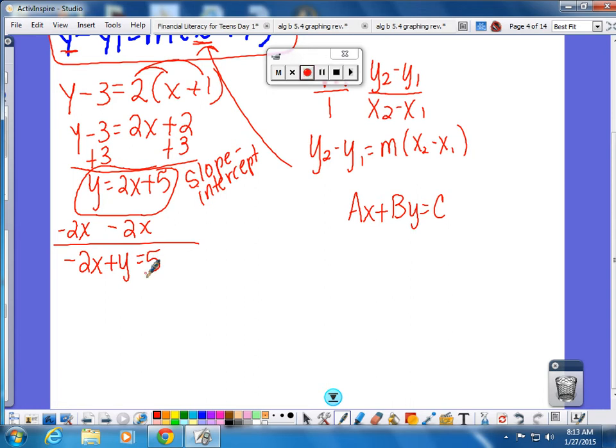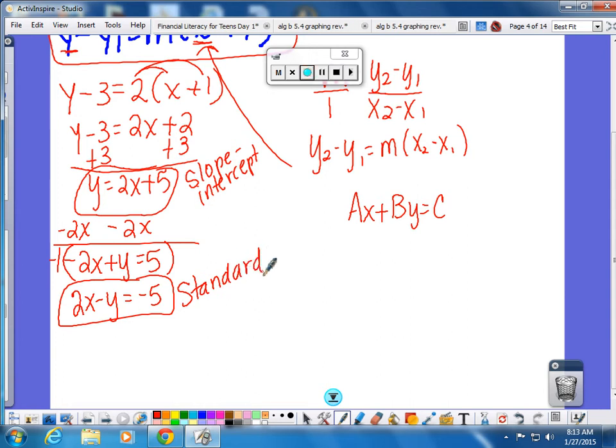Is that it? Am I finished? What's wrong with that? There's a negative. Then I multiply by -1. That's right. I need to multiply by -1. So I'll have 2x minus y equals -5. I have both answers now. One was in slope intercept, and this one is in standard form. And that's all there is to it. Does anybody have a question?